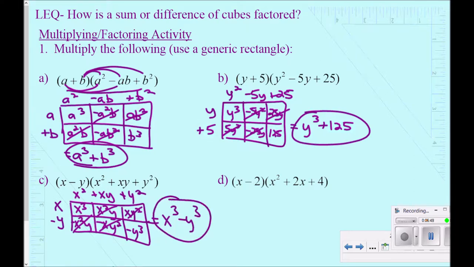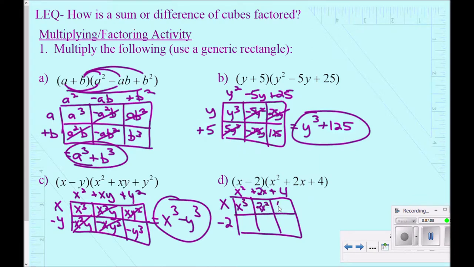And lastly, part D, x minus 2 and x squared plus 2x plus 4. X times x squared is x cubed. X times 2x, 2x squared. X times 4, 4x. Negative 2 times x squared, negative 2x squared.